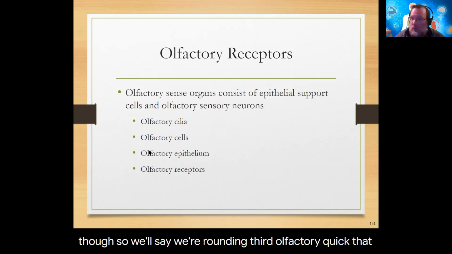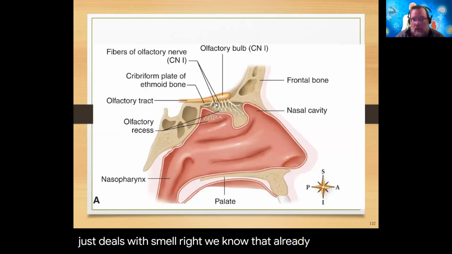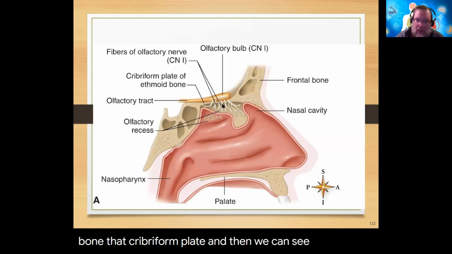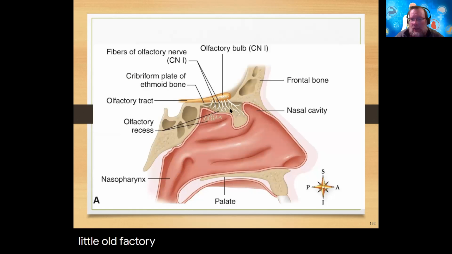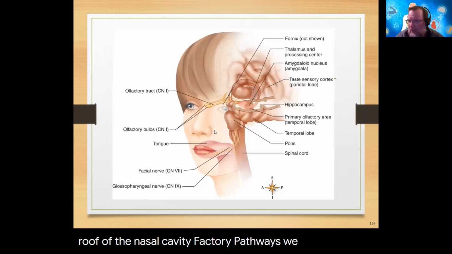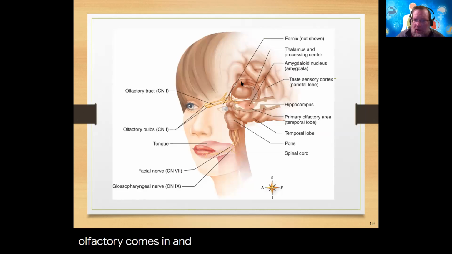Olfactory, quick. That just deals with smell, right? We know that already. We see the olfactory bulb, cranial nerve number 1, kind of nestling right in that ethmoid bone, that cribriform plate, and then we can see we've got little olfactory nerve extensions or fibers sitting right at the roof of the nasal cavity. Olfactory pathways, we looked at these last time, right? Remember the limbic system. We saw olfactory comes in and travels through that amygdala and hippocampus, and we end up kind of over here in the temporal lobe.